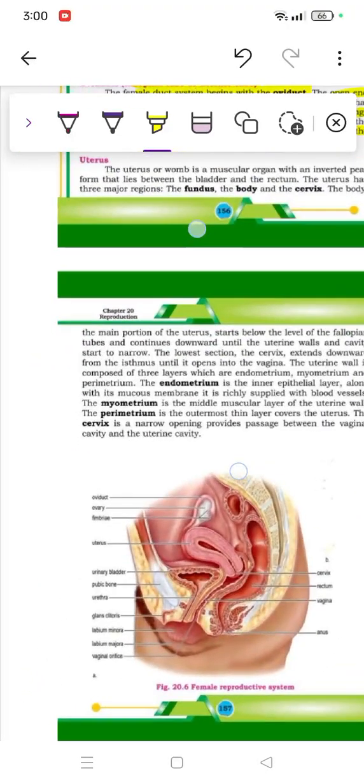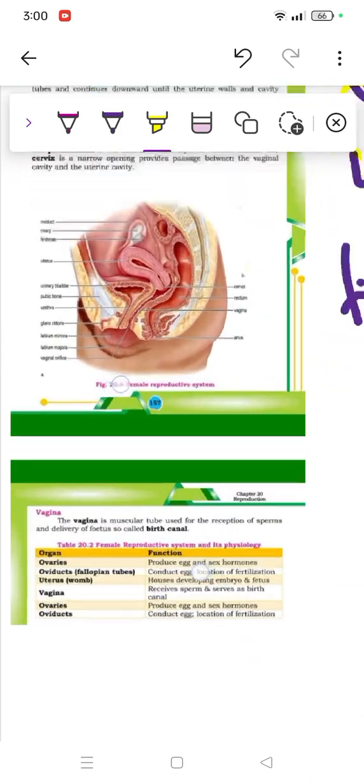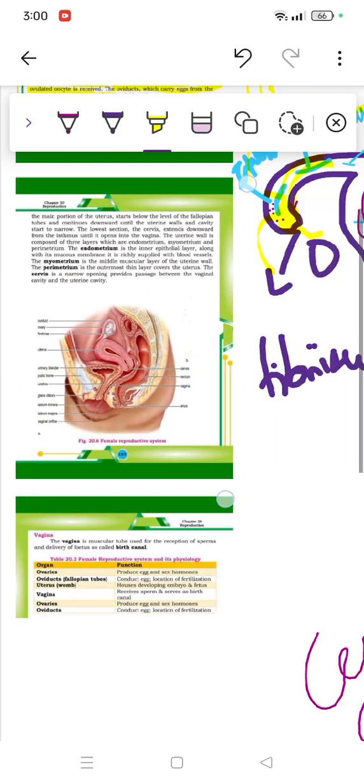Then comes our third part, which is going to be the uterus, then the fourth, which is the vagina. So I'll cover both of these together. So I'm sure it's clear to you.